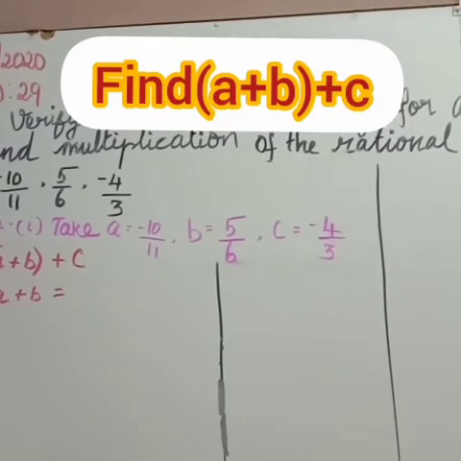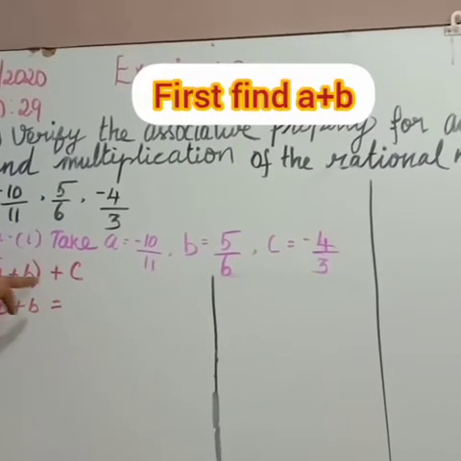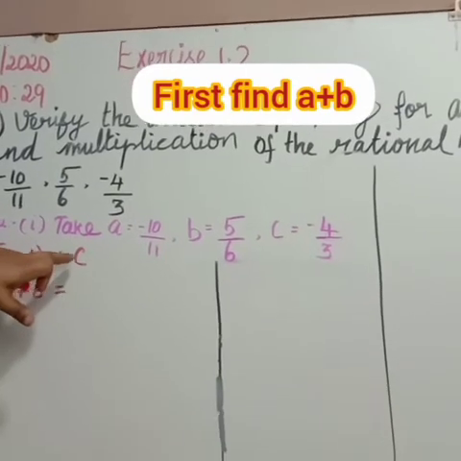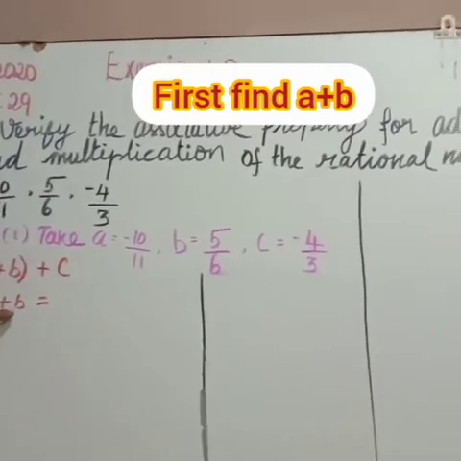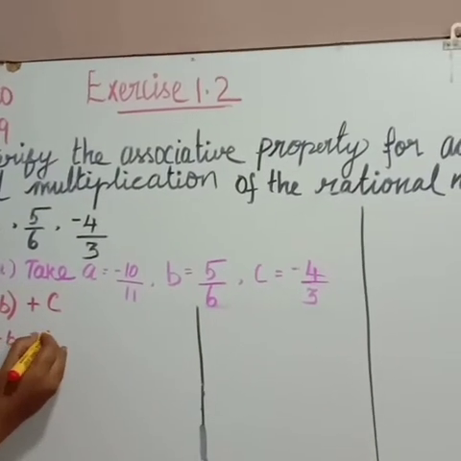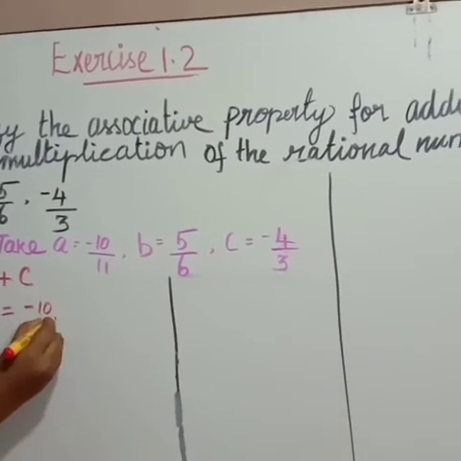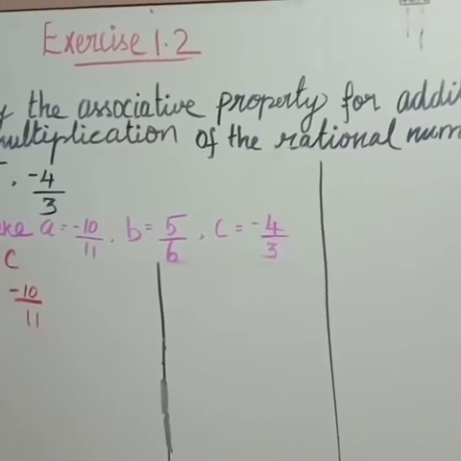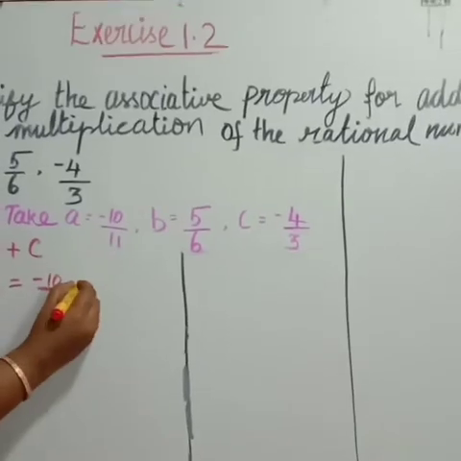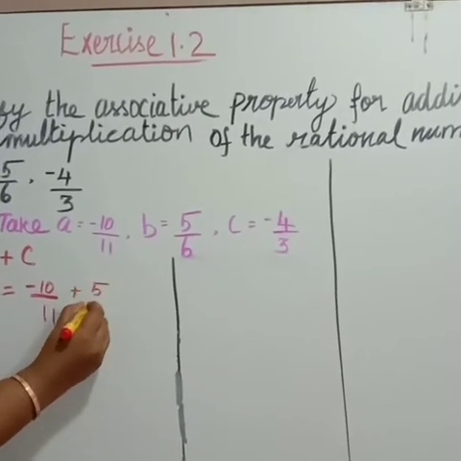Listen back. Next we are going to find the value of (A plus B) plus C. So first we find the value of A plus B. What is the value of A? Yes, minus 10 divided by 11. Next, what is the value of B? 5 divided by 6.